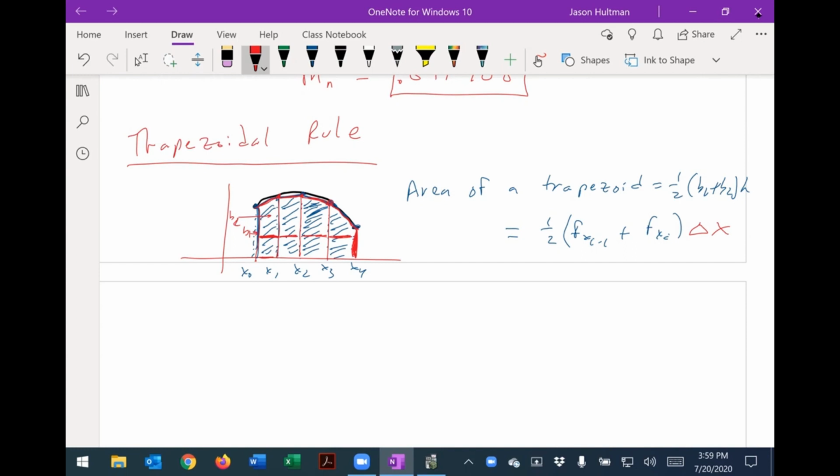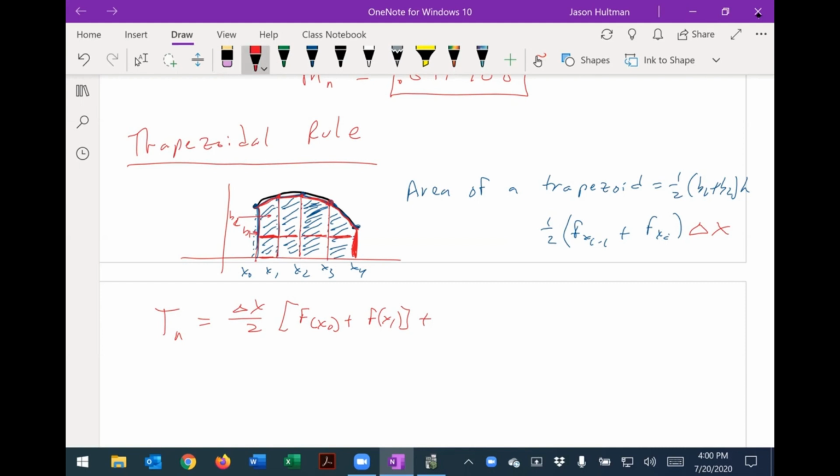We're going to call this the trapezoid approximation, or T sub n, is equal to 1/2 delta x. I'm going to put that delta x in front: delta x over 2 times f of x0 plus f of x1, plus, and then we're just going to keep doing this. This is the area of one trapezoid. What if I wanted the area of all trapezoids?